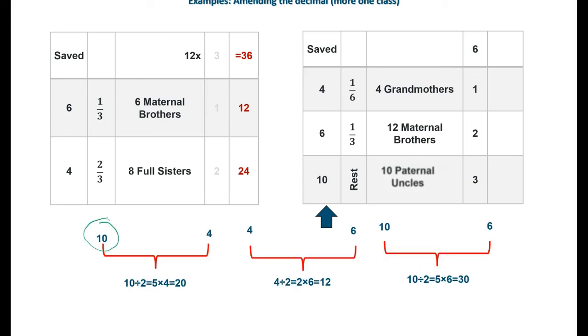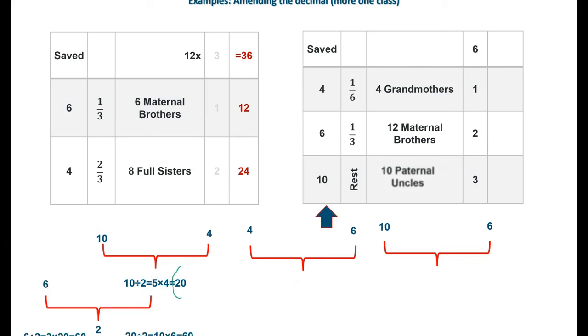For example, we have 10 and 4. So the relationship between 10 and 4 is that they have a common number that can divide them both, which is 2. So 10 divided by 2 equals 5. So 5 times 4 equals 20. And the 20 that we have, we compare this 20 with the remaining number, which was 6.